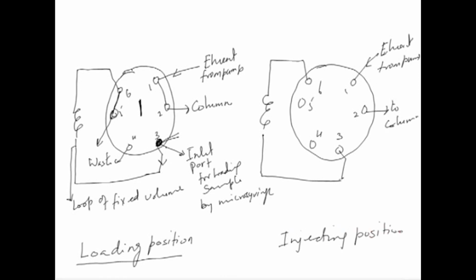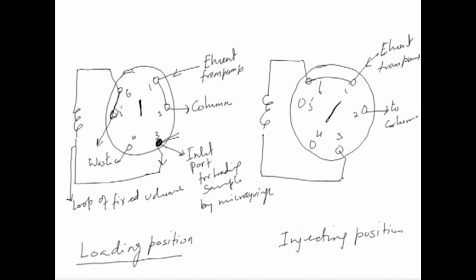Now, this knob which was here will be shifted to the injecting position. You can just rotate it to this position, and now the configuration will change. The eluent which was going to port number 2 directly will, as you change this knob, go to port number 6, and now port number 6 and 5 are not connected.